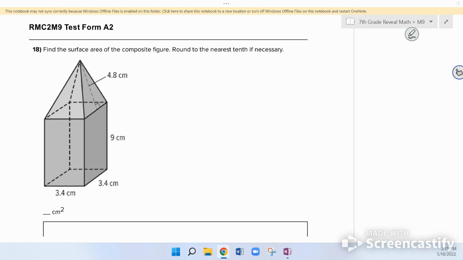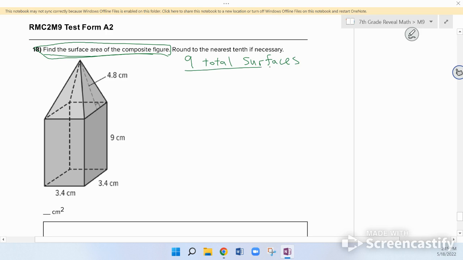So we have 9 surfaces because we are finding the surface area of this composite figure. We have 9 total surfaces or faces of this compound figure. So I'm going to describe those 9 surfaces now.